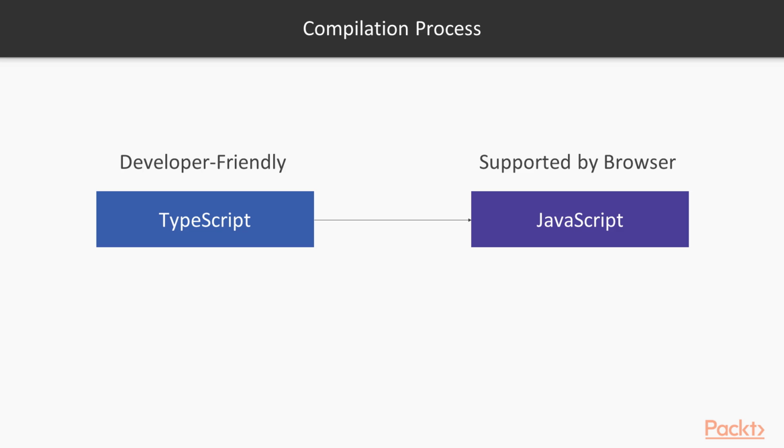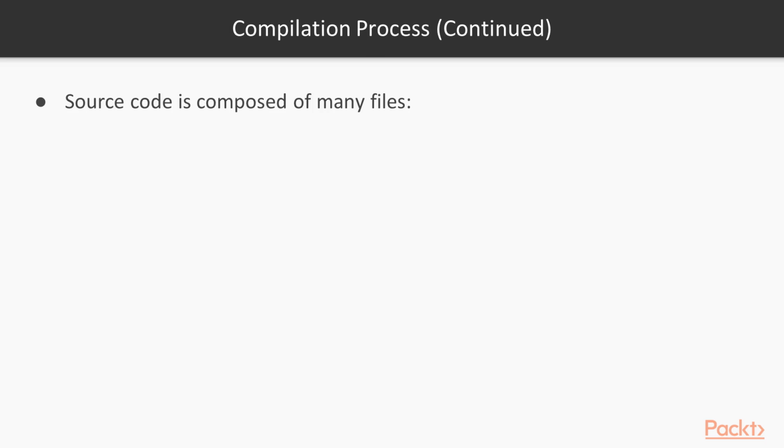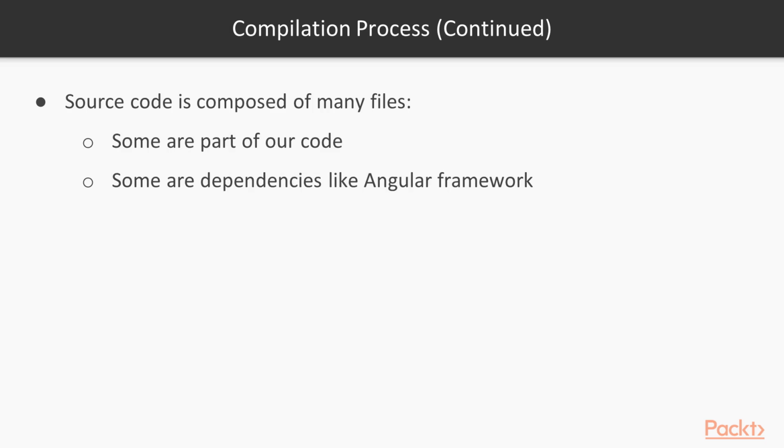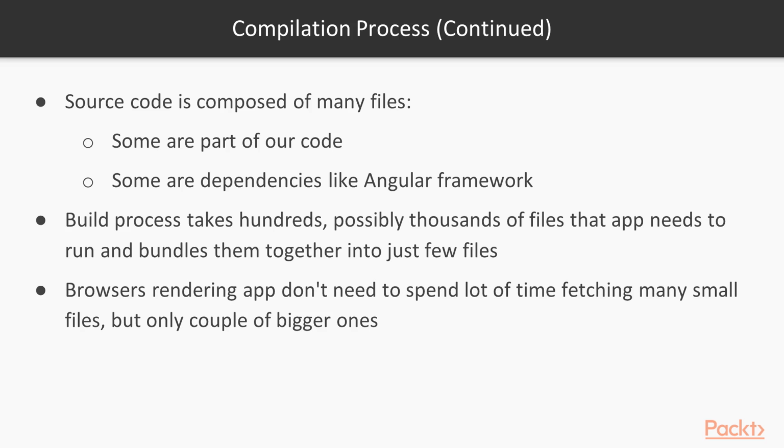As we've mentioned before, Angular apps are written in TypeScript, which browsers don't understand, so we have to compile them to JavaScript. This might also happen with our styles, which might be written in languages other than CSS. Our source code is composed of many files. Some are part of our code. Some are dependencies, like the Angular framework. The build process takes the hundreds, possibly thousands of files that your app needs and bundles them together into just a few files. This means that the browsers rendering your app don't need to spend a lot of time fetching many small files, but only a couple of bigger ones.